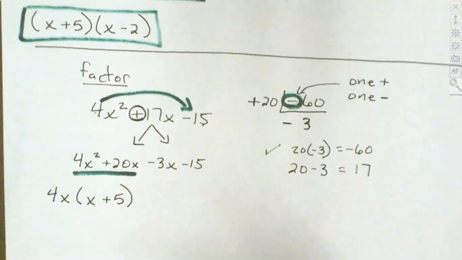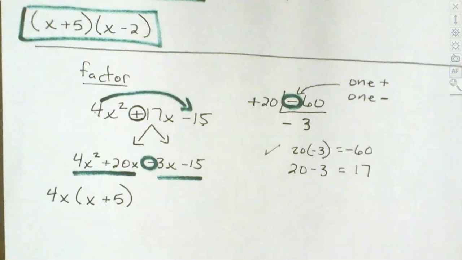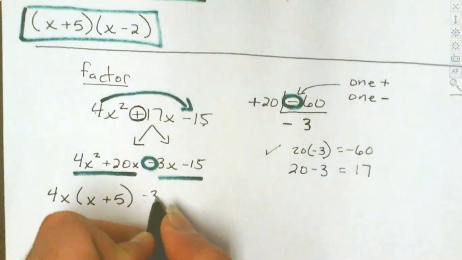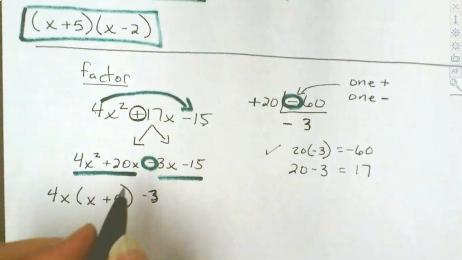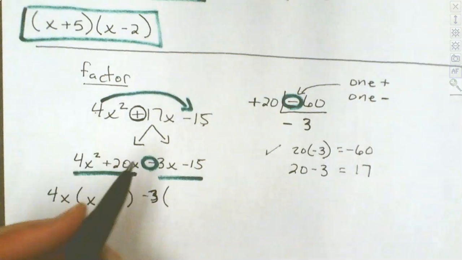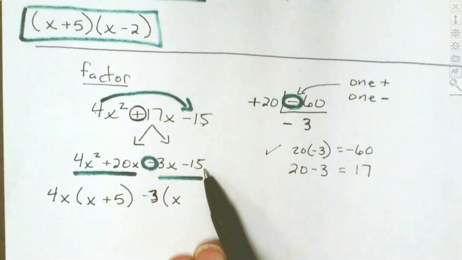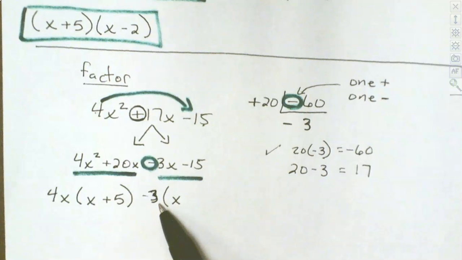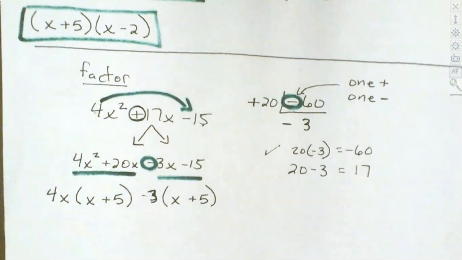The next two pieces, we repeat this process. It begins with a negative, so we have to factor out a negative. And 3 and 15 have a 3 in common. So I'm going to factor out a negative 3. And when you factor out that negative, it switches your signs. So that leaves you with an x. And negative 15 divided by negative 3. Negative and negative makes it a positive 5.